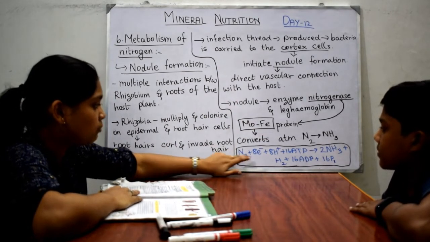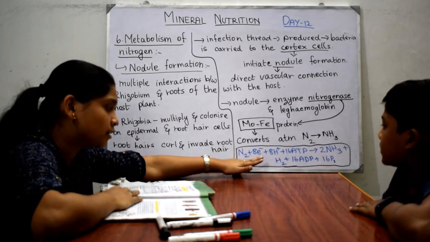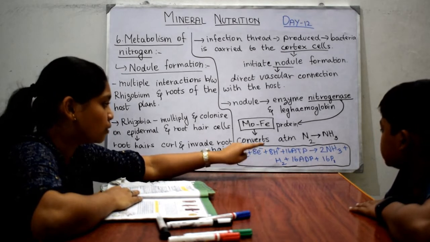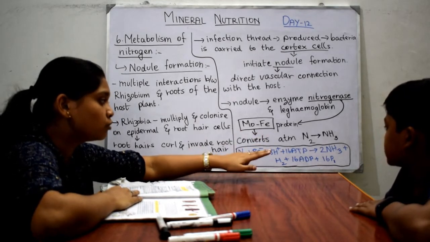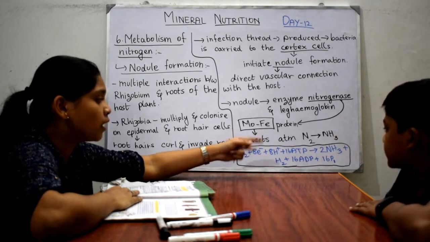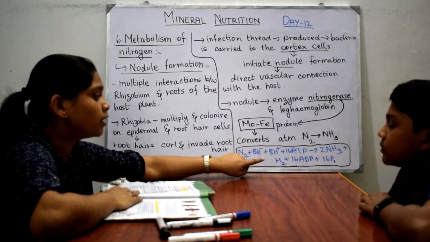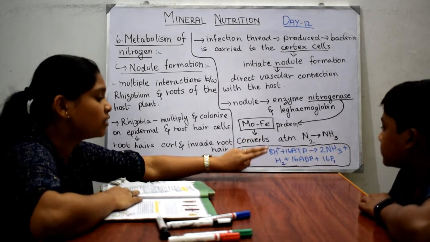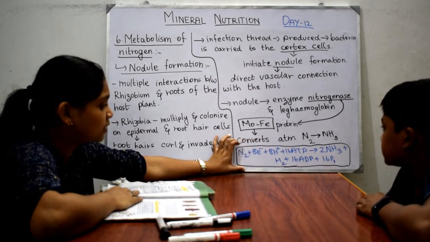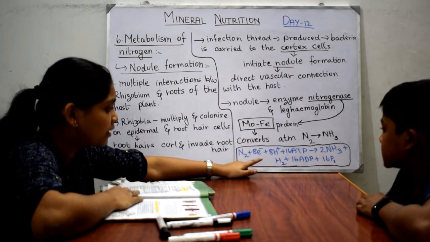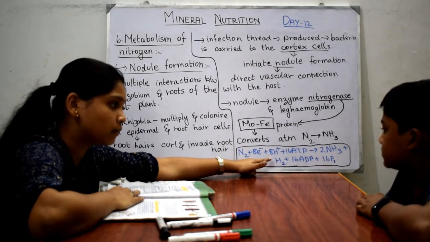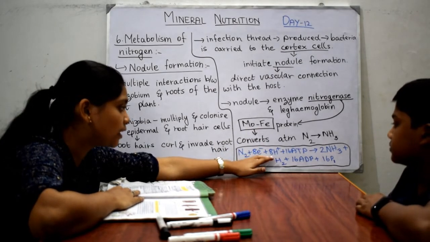Nitrogen plus 8 electrons plus 8 H plus plus 16 ATP, which is the energy, adenosine triphosphate, gives rise to 2 molecules of ammonia plus H2 plus 16 ADP. Adenosine triphosphate becomes adenosine diphosphate, plus 16 inorganic phosphates. This is the general equation. 8 electrons and 8 protons are required. H plus is nothing but protons.